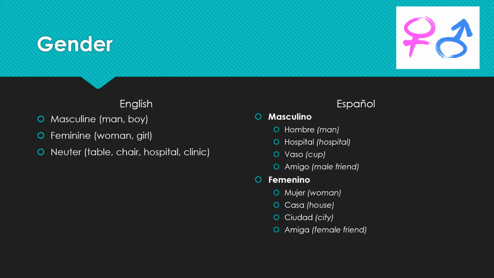So masculine words are things like man or boy, where everyone knows that that's a masculine word. Same with feminine, woman, girl. However, the majority of our words in English are neuter words. They do not have a gender. So table, chair, hospital, clinic, bed, desk, sickness, whatever it may be, the majority of our words are neuter. So it's not a big concept when you're learning English as a kid.